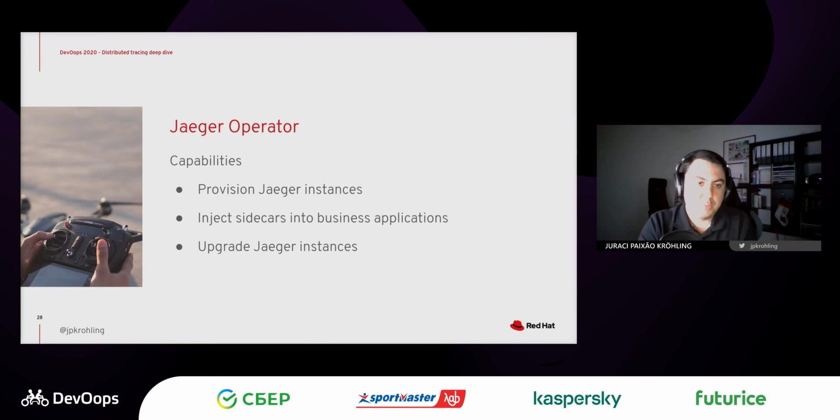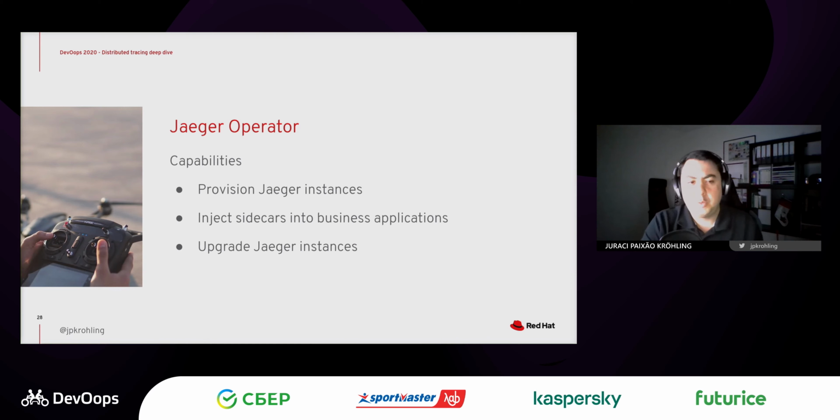In the case of the Jaeger operator, it knows how to inject those sidecars into your business applications. You can just add an annotation to your deployment saying, I want a sidecar to be injected for this deployment, and the Jaeger operator is going to do that for you. And finally, the Jaeger operator can also upgrade your Jaeger instances. So if you have, say, 10 Jaeger instances in your Kubernetes cluster, the Jaeger operator is able to upgrade them whenever it sees the need for an upgrade.